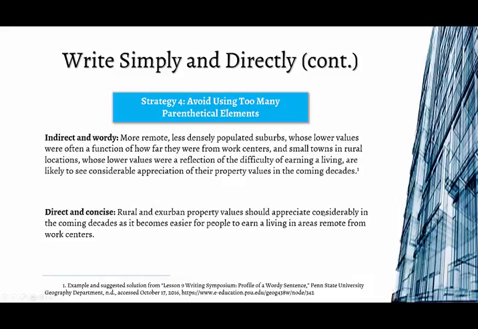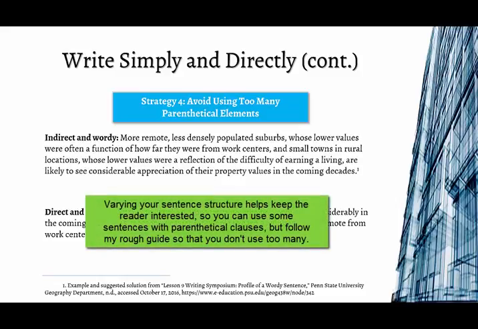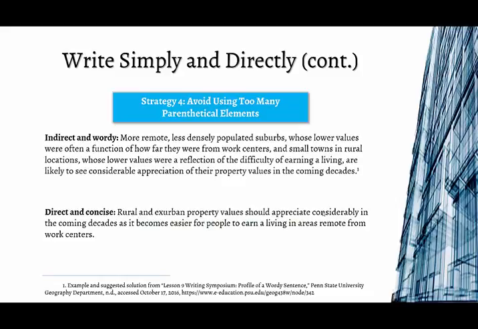You should vary your sentence structure. Sometimes you use a very short, direct sentence, sometimes a longer sentence. Sometimes you have a parenthetical element, sometimes you don't. That's good because otherwise the reader gets really bored. You don't want to sound like a robot where you have the same exact structure, the same exact amount of words every sentence. That would be too much and anyway, not possible to achieve.